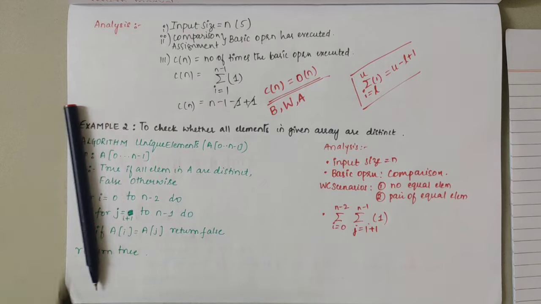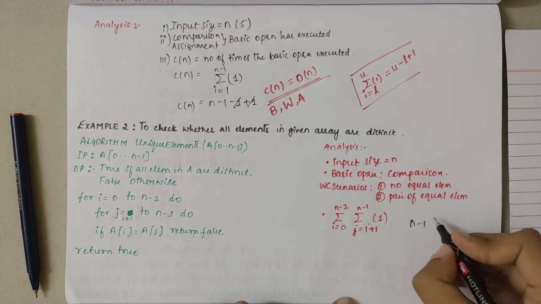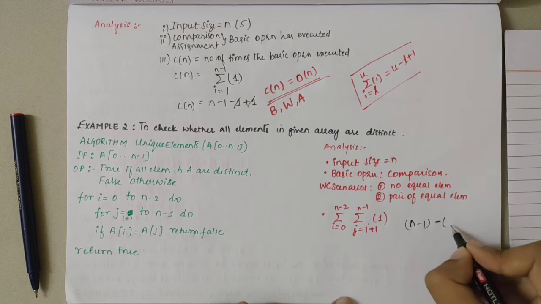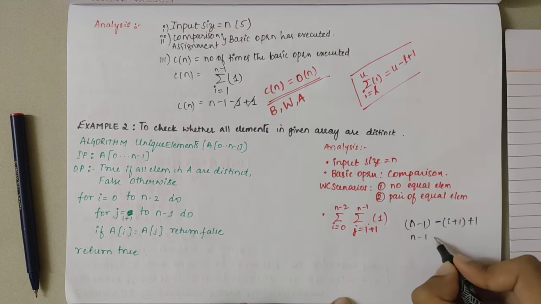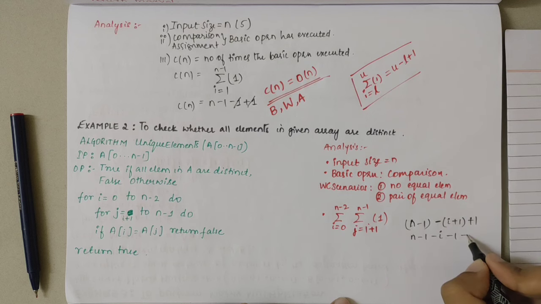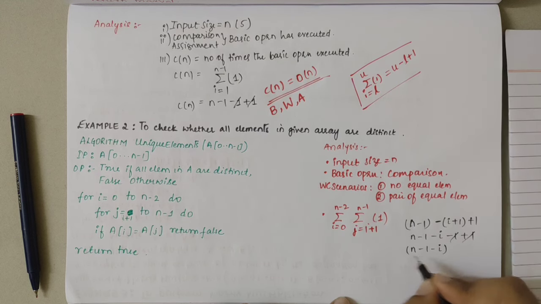So let me solve the inner part first. For the inner part, I get the upper limit n minus 1 minus the lower limit i plus 1, plus 1. So n minus 1 minus i minus 1 plus 1. Minus 1 plus 1 cancel. Here I have n minus 1 minus i for this part.